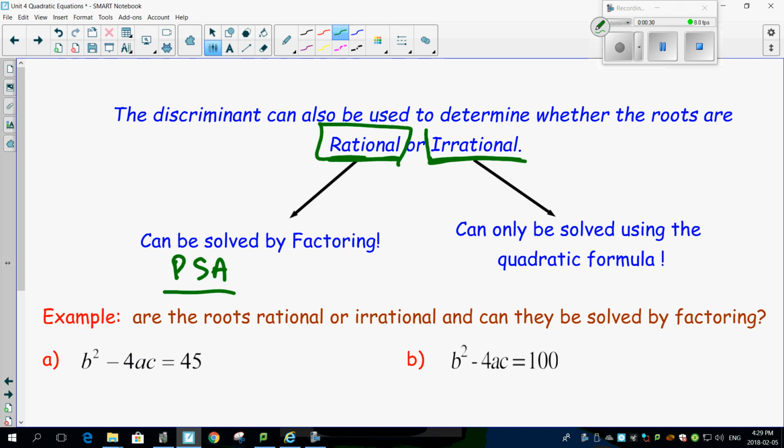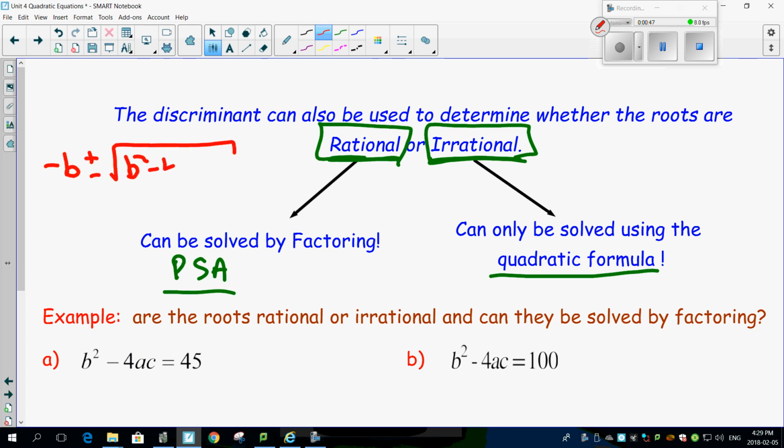But what if they're irrational? What does that tell you? This tells you that you can only solve it using the quadratic formula. What do I mean by that? Take a look again at the quadratic formula. The quadratic formula is minus b plus or minus, now there's that discriminant, b squared minus 4ac right there, over 2a. This is what determines whether or not you can factor it, whether it's rational or irrational.